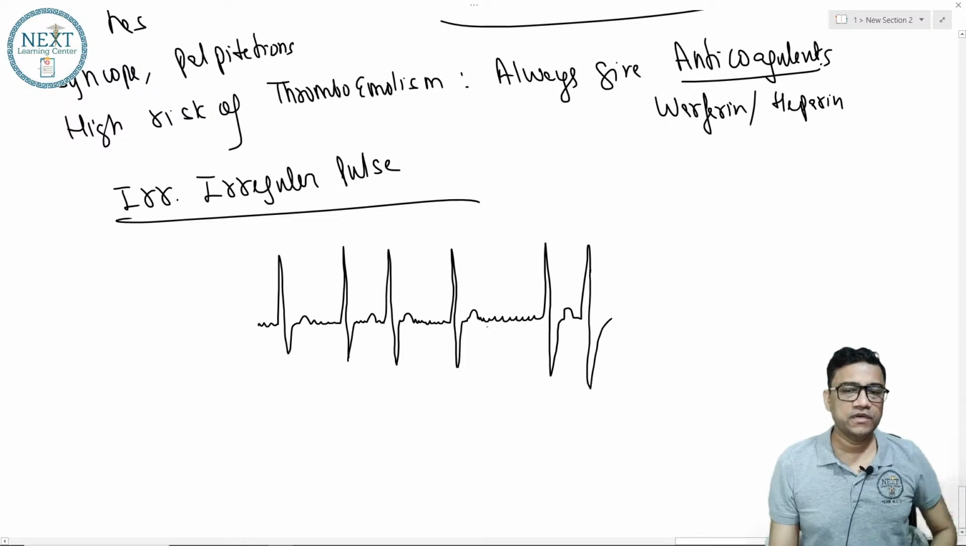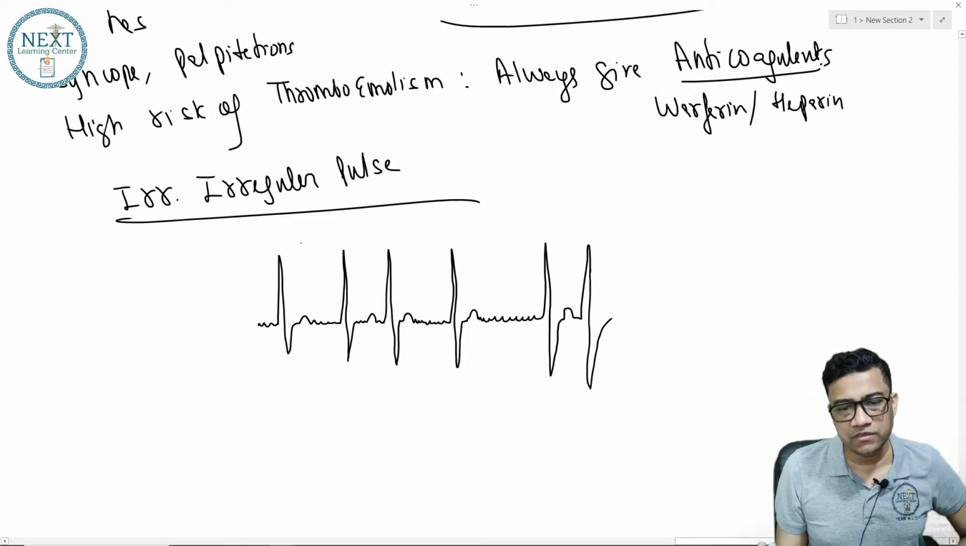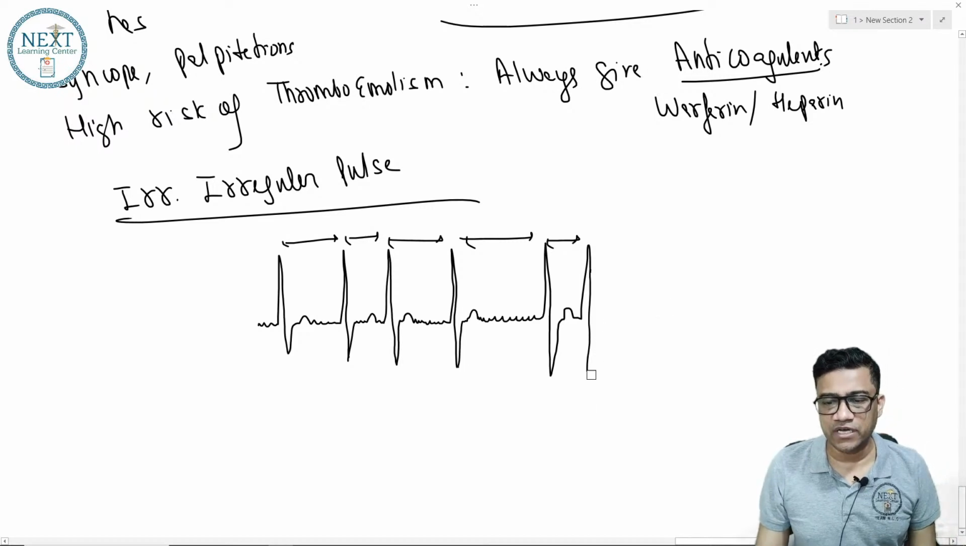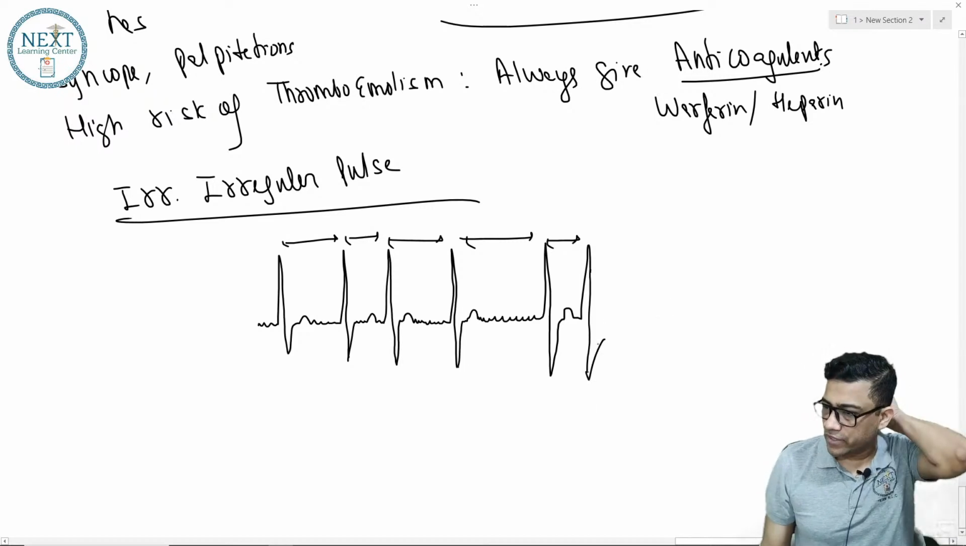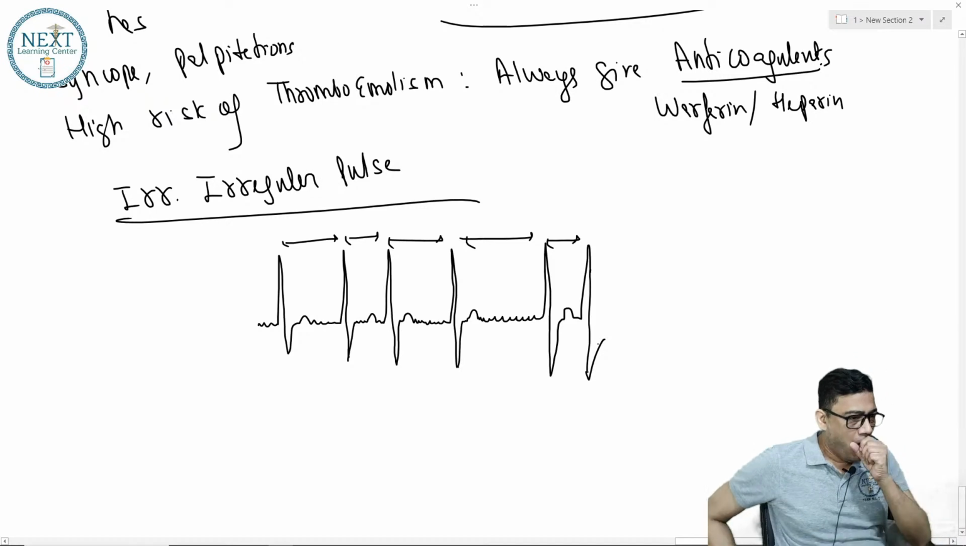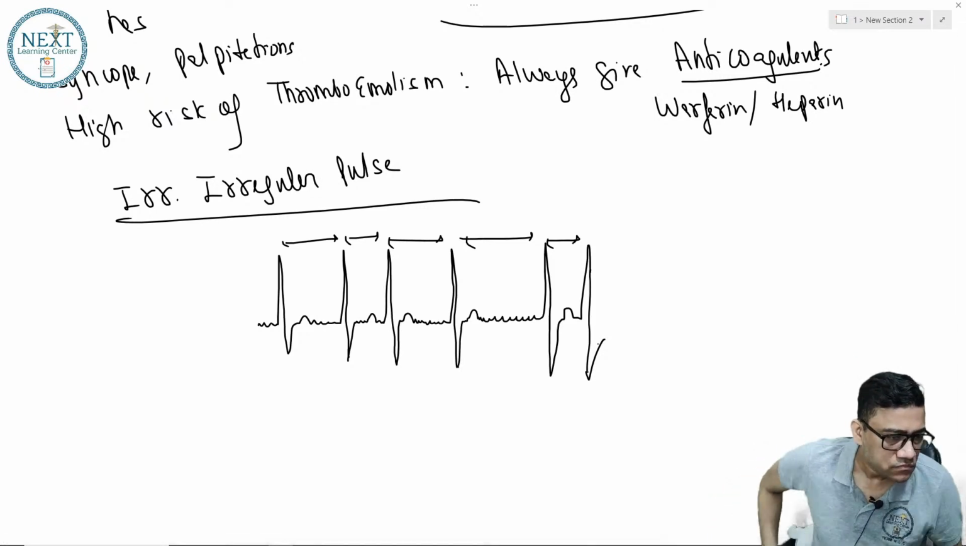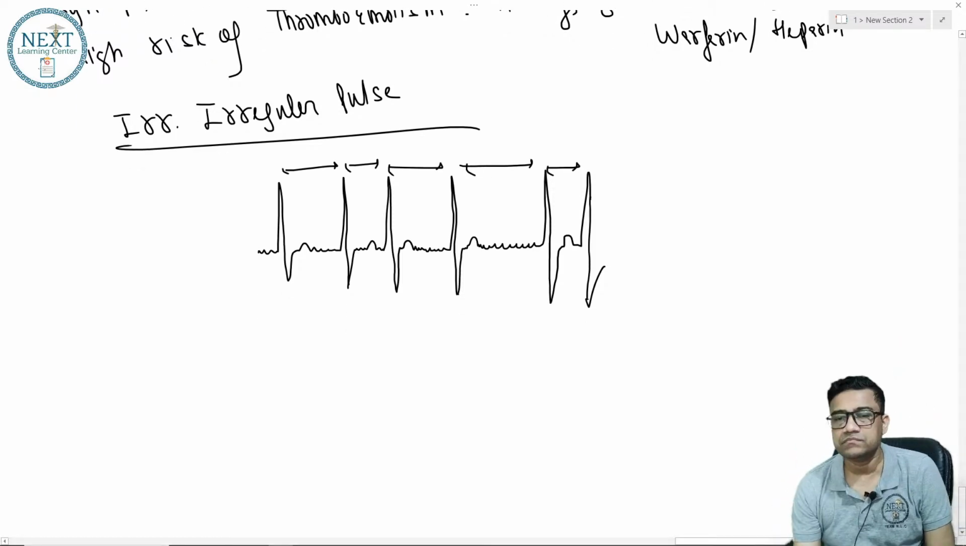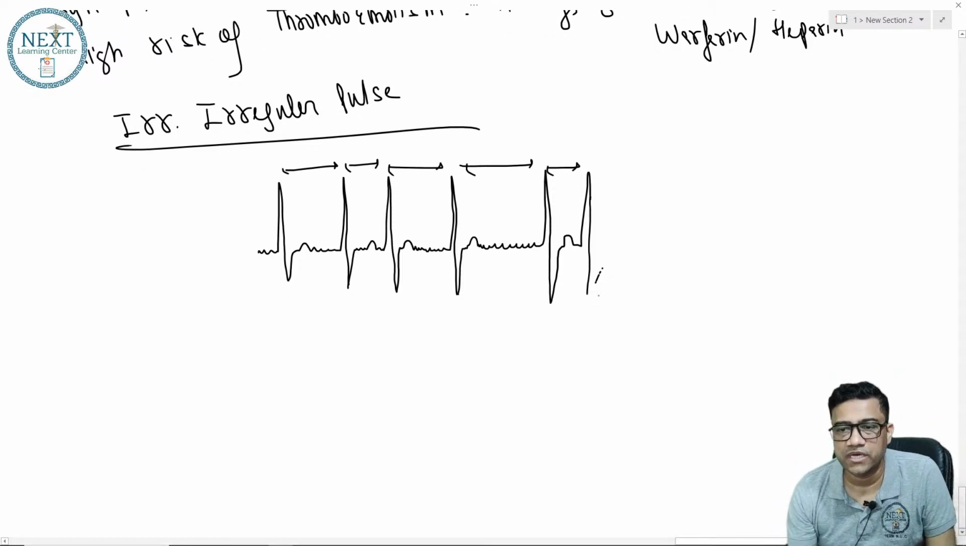Can you see? So the RR interval is changing. It is not constant. So this changing RR interval is the hallmark of AFib. Am I clear now? So this is our AFib.